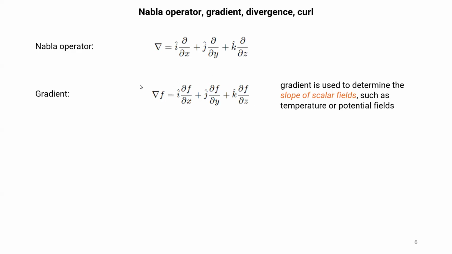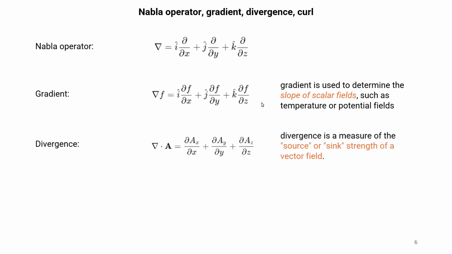This is something that we call a gradient, and the physical meaning of a gradient is that it describes the slope of a scalar field. Our scalar field changes in space as a function of x, y, and z, and the gradient indicates the direction of the fastest change of our field.